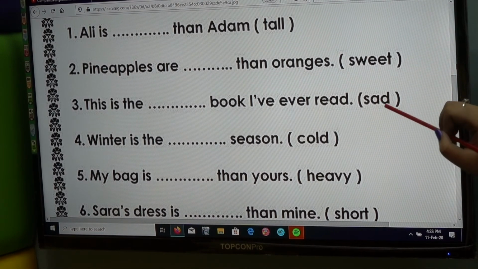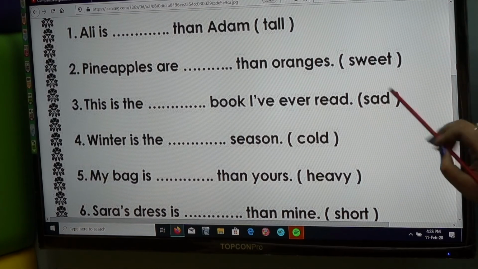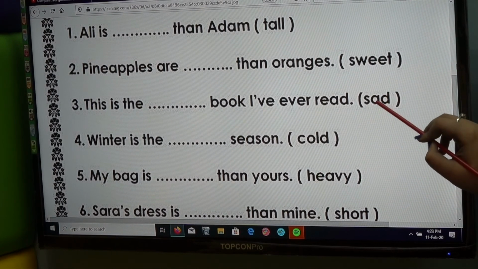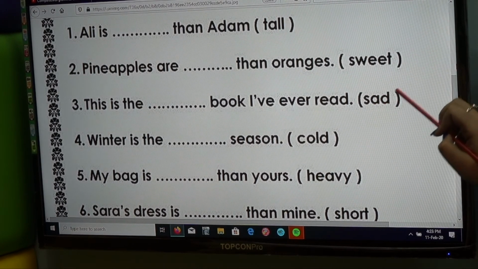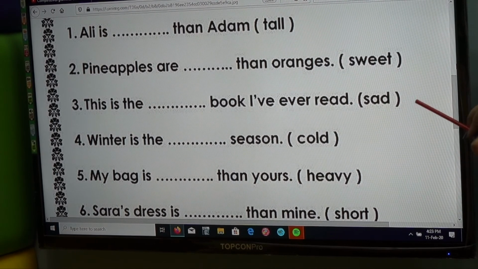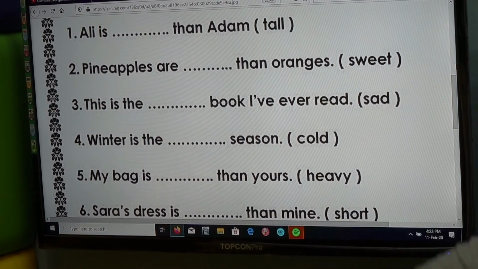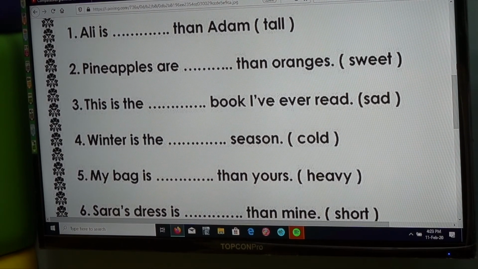S-A-D-D-E-S-T. Good job. S-A-D-D-E-S-T, because it ends with a vowel and a consonant, okay? Double the last consonant and add E-S-T for superlative. Okay, number 4. Your turn. 5 seconds. 5, 4, 3, 2, 1.